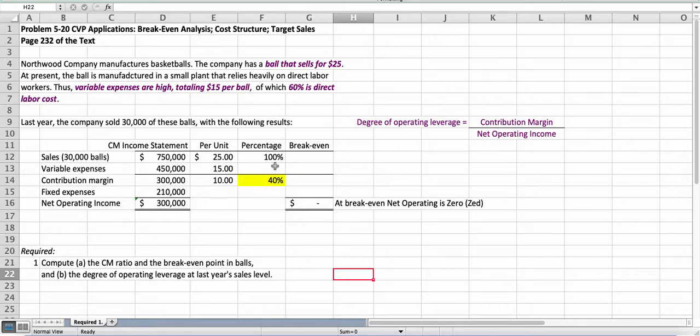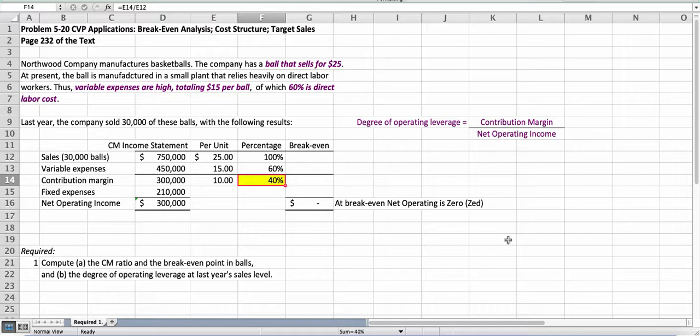And by the way, you could calculate what the variable expenses were, 100% less 40%, or the percentage if you want to be really slick. Take your $15 and divide it by $25. There you go. Now let's calculate the break-even point in the number of balls.